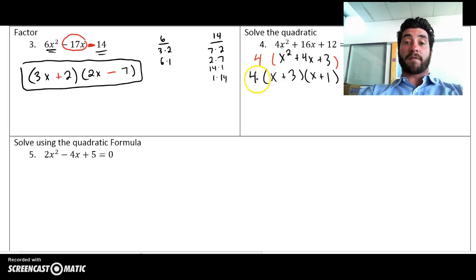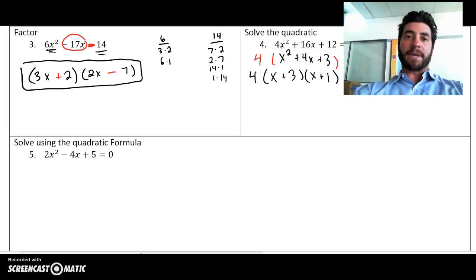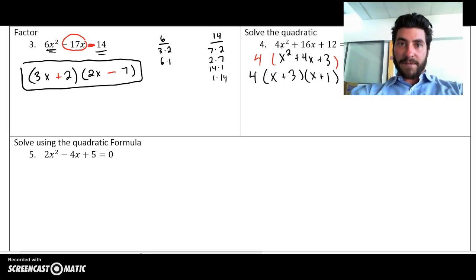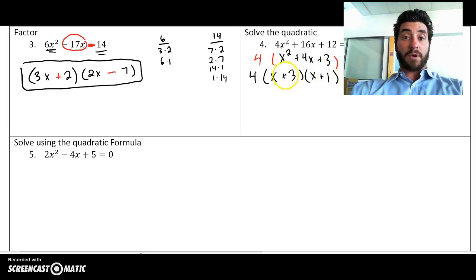I want to solve now. So I've got 4 times some number times some other number equals 0. How can you multiply 3 numbers together to get a product of 0? The only way for that to happen is if at least one of those factors is 0. Will 4 ever be 0? The answer should be no. 4 is always going to be 4. It'll be 4 today, 4 tomorrow, 4 next year. 4 is 4.